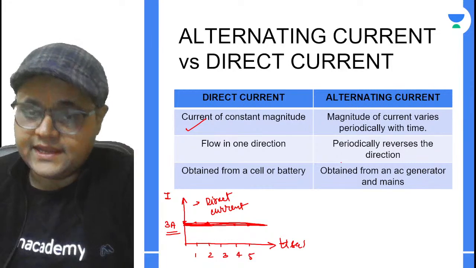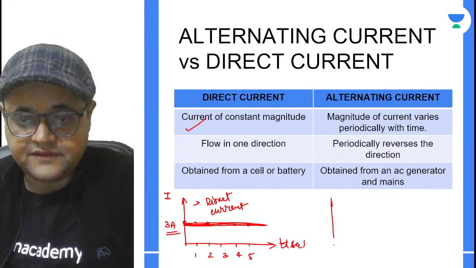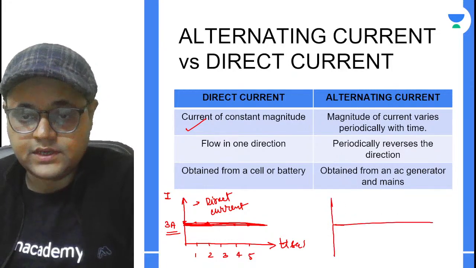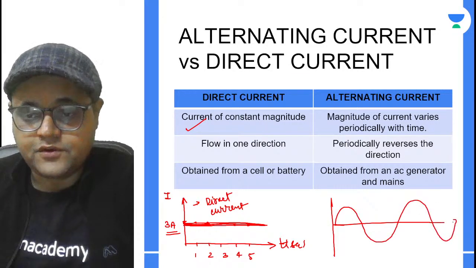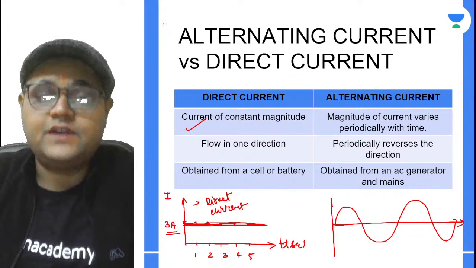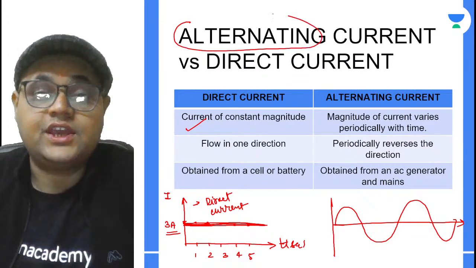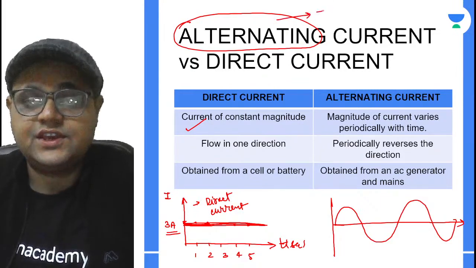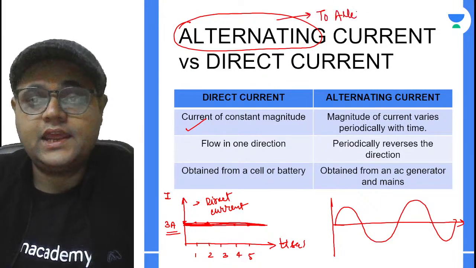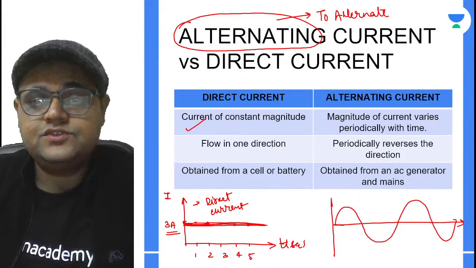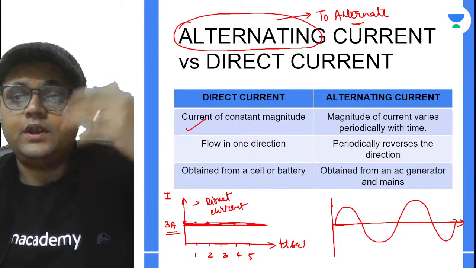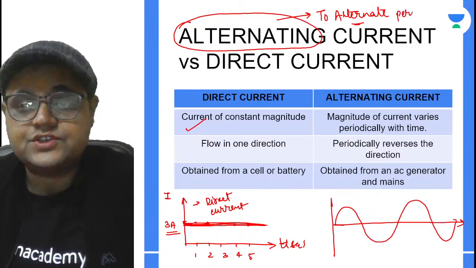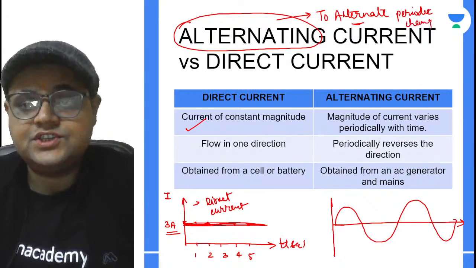What is the technical meaning, what is the physical significance? If I try and explain it through a graph, this happens to be the value or the waveform of an alternating current. See, the word alternating means changing. Alternation means periodic change. So, what does an AC current do? It periodically changes its value.